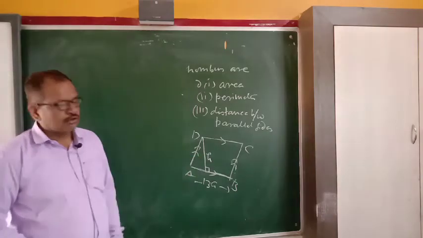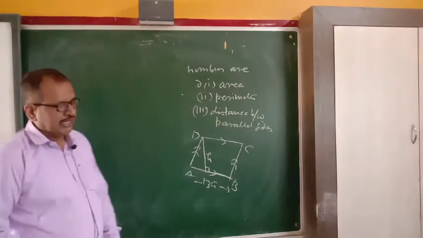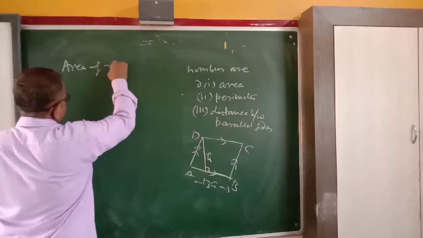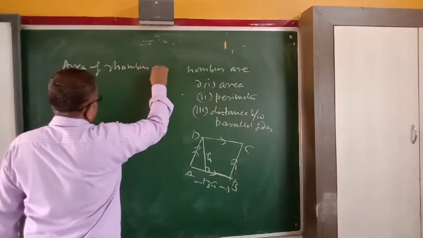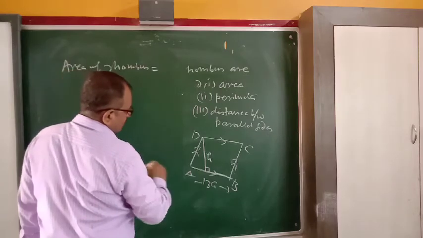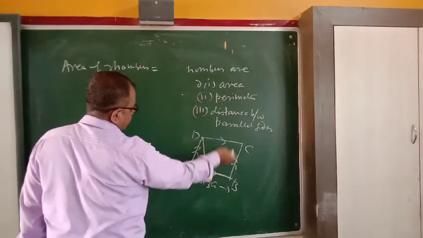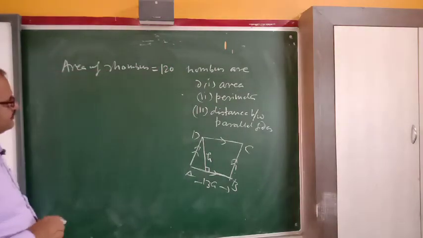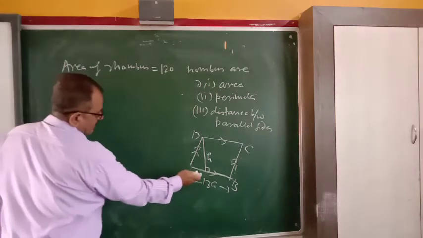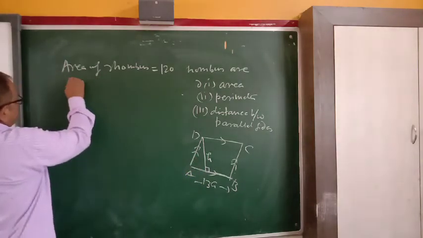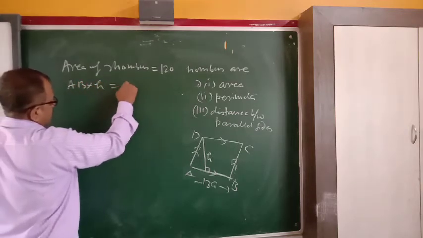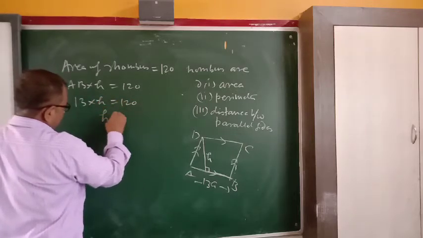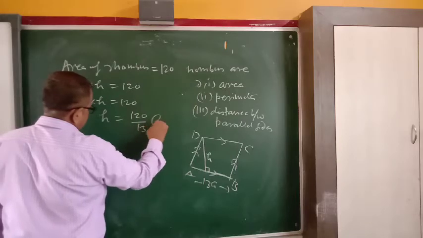Again we will write area of the rhombus using the formula base into height. We have already calculated area of rhombus in the first part. How much area? 120 centimeter square. Area of rhombus, we can apply the formula base into height. So AB into h is equal to 120. H is 13. So what is h? 120 by 13 centimeter.